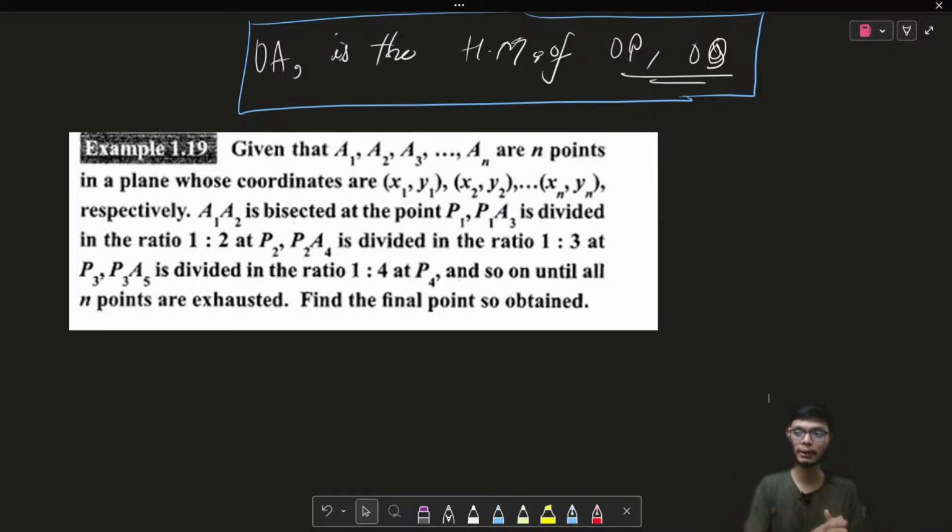Don't get frustrated. This will be quite a lengthy problem, with repetitive steps. If you read through the problem, you will see that first you're taking the ratio as 1:1, then you're taking the ratio as 1:2, then 1:3, 1:4, and so on, till n points are exhausted. So therefore, you have to find out the coordinate of the final point so far obtained.